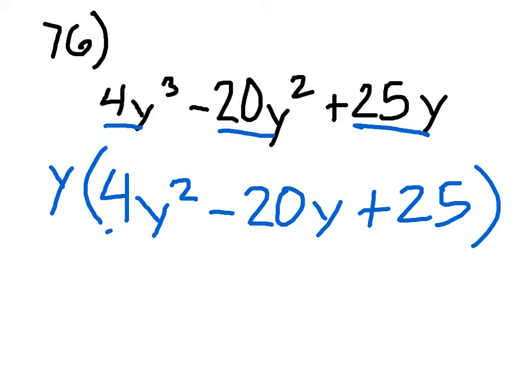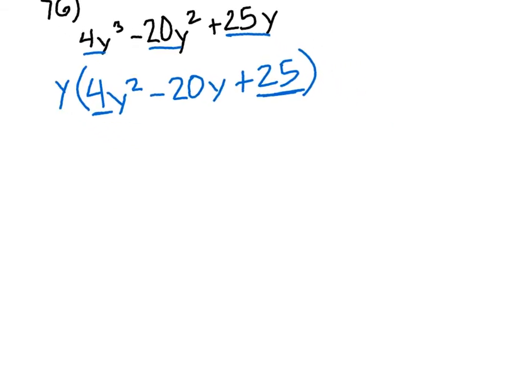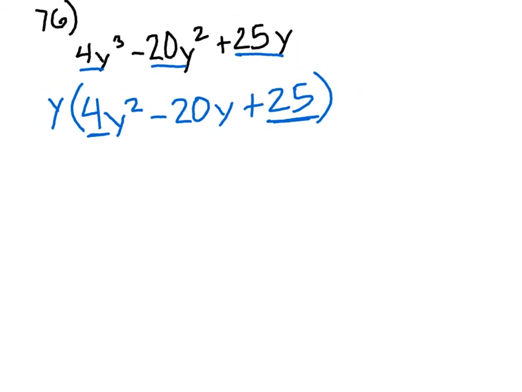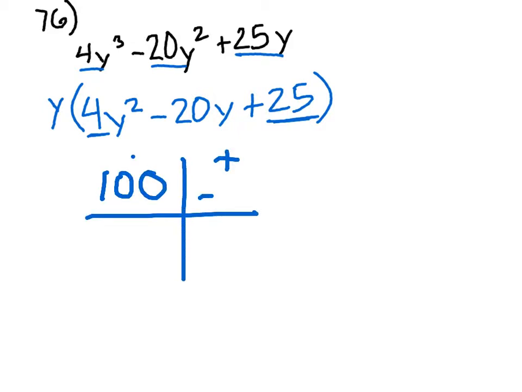Our goal is to factor the quadratic here if it factors. And so we're going to have to look at the AC method because we've got that 4 on the front of the y squared. So let's take 100, which is 4 times 25, and look at factors of 100 that add up to negative 20.